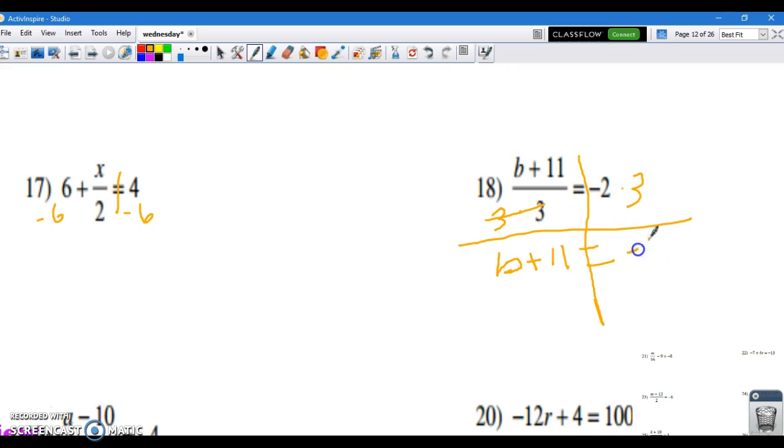-2 times 3 is a -6. See that? So what you did by getting rid of the 3, dropping the junk in the trunk, that was your first step. Now your next step for this equation is a simple one-step equation. Getting b by itself, what do we do? Subtract 11. -6 minus 11 is going to give us -17.